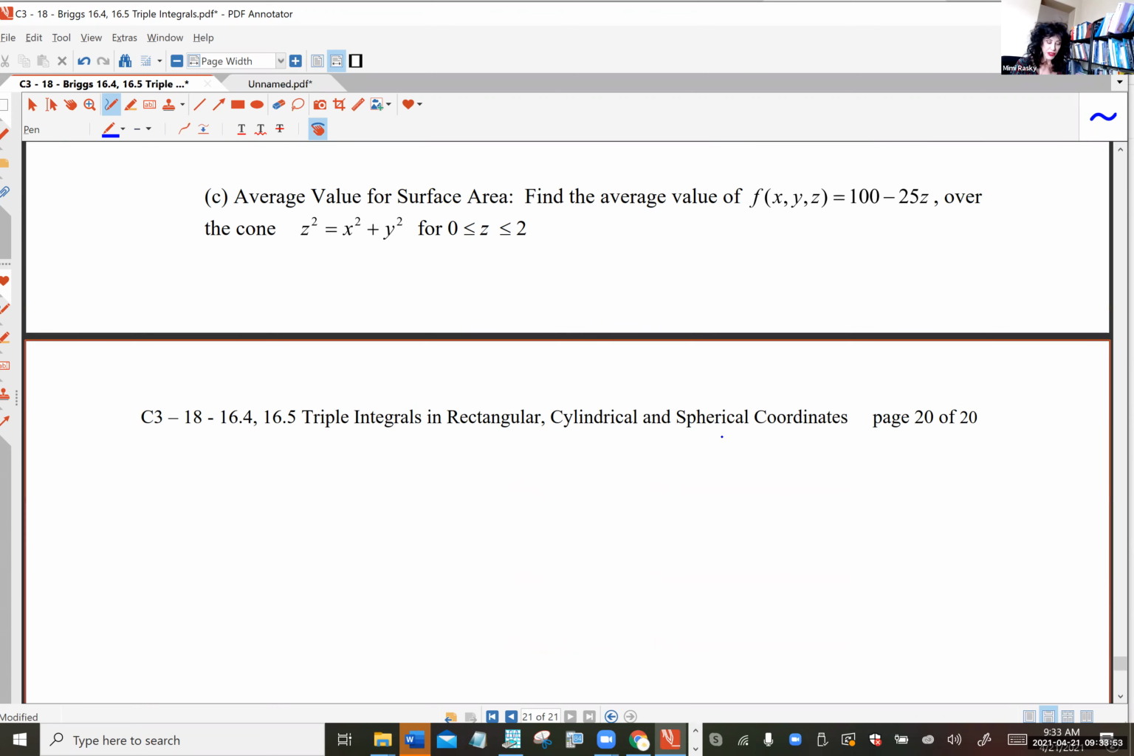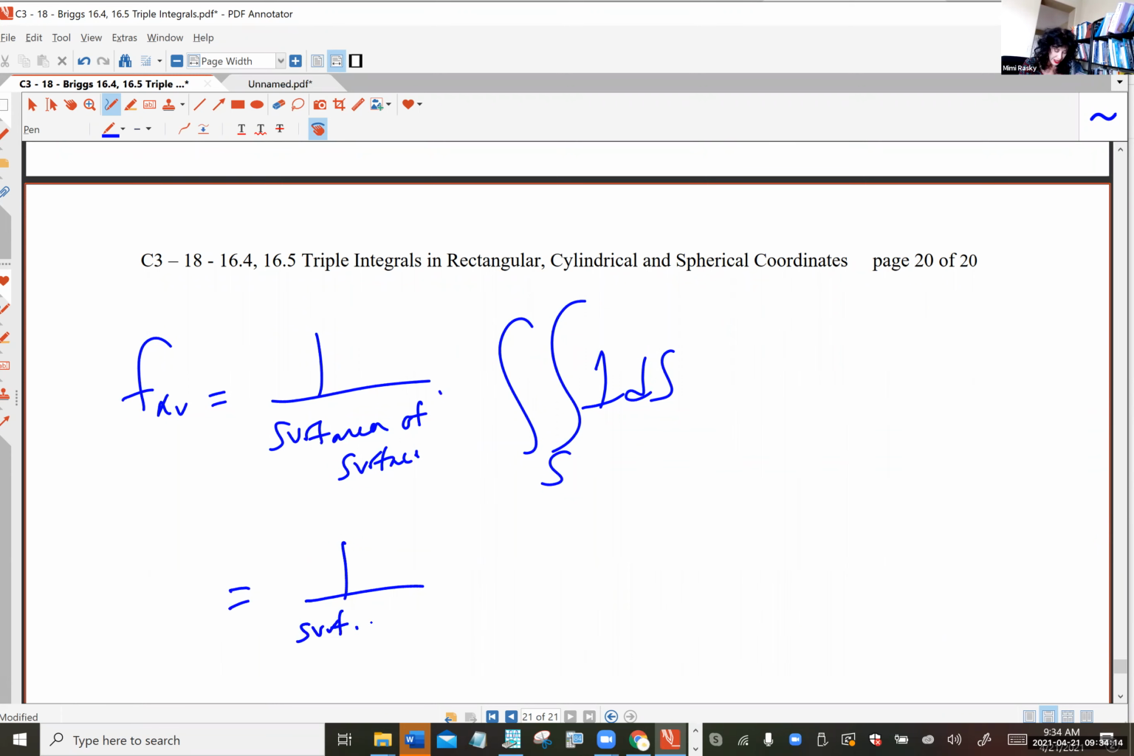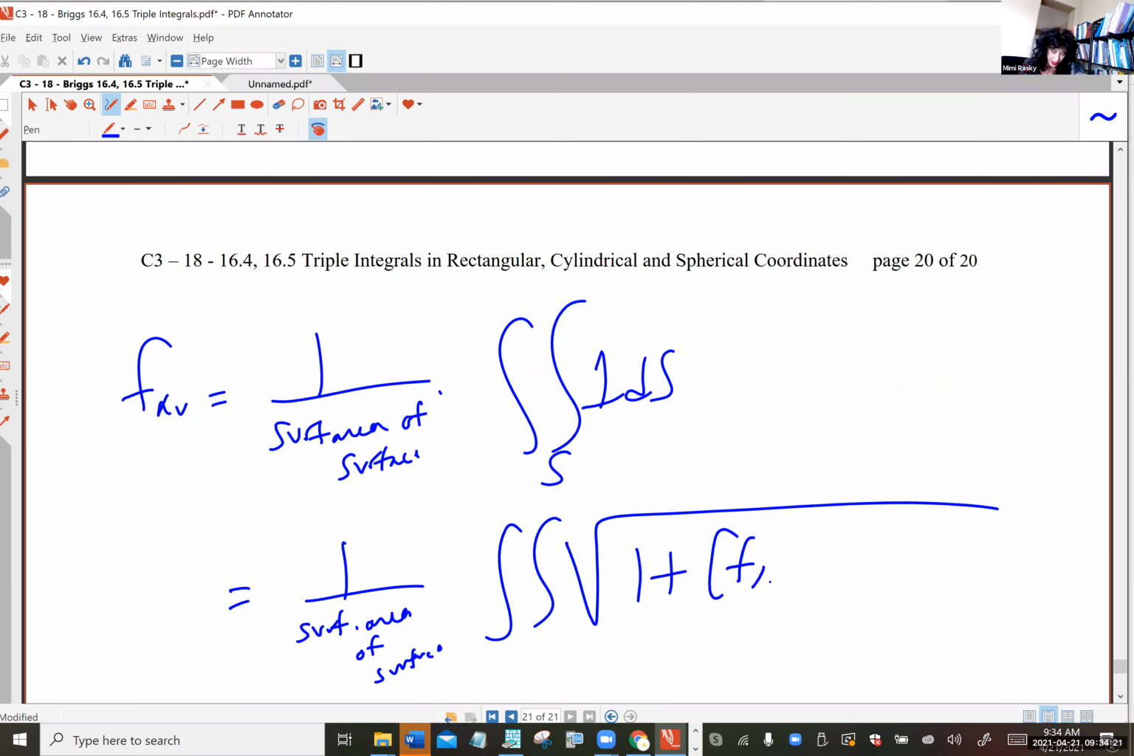If you are doing average value over a surface area, you're not going to like this. But you're going to first go 1 over whatever the surface area is of your surface, times, and then this is a double integral. You're going to do a surface integral, which I taught you how to do already. So you're going to have 1 over surface area of the surface times the double integral of the square root of 1 plus fx squared plus fy squared dA over a region.